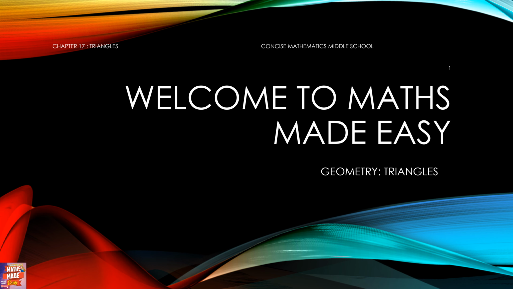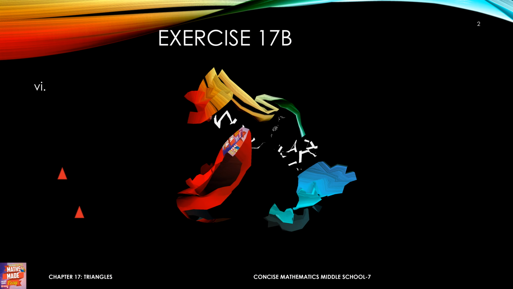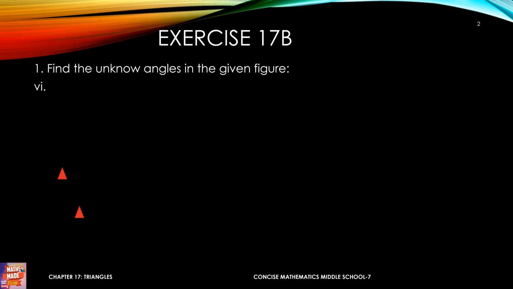Let's continue with geometry, triangles, exercise 17b, part 1, sixth one. Here is our first question. Find the unknown angles in the given figure. This is the figure that they have given and they are asking us to find the unknown angles, that is N and M. Right here they are asking us to find these two angles.